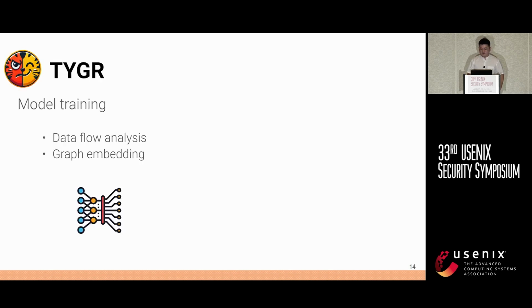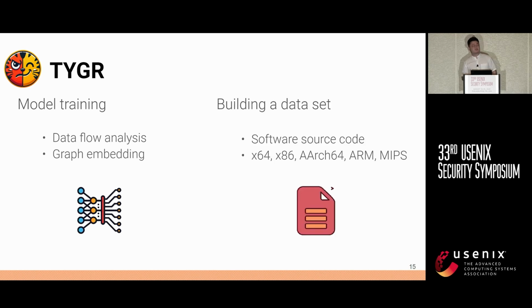So TYGR comes. TYGR consists of two parts: data flow analysis and graph embedding. And to increase the diversity of the data set, we built a new data set consisting of 5 different architectures.